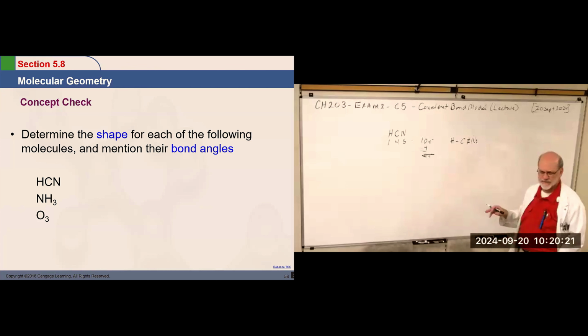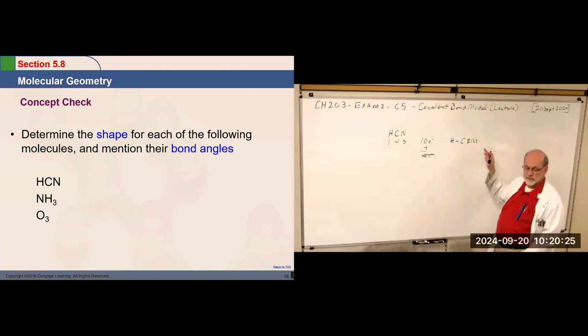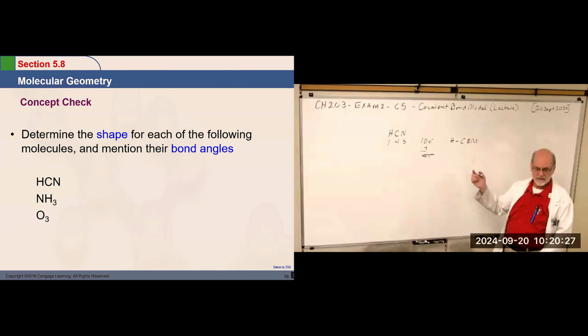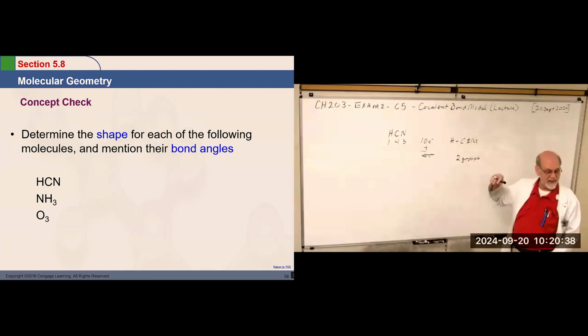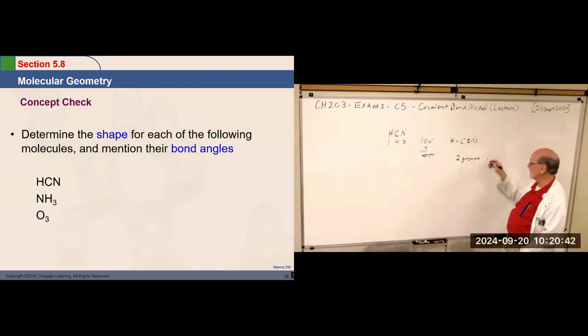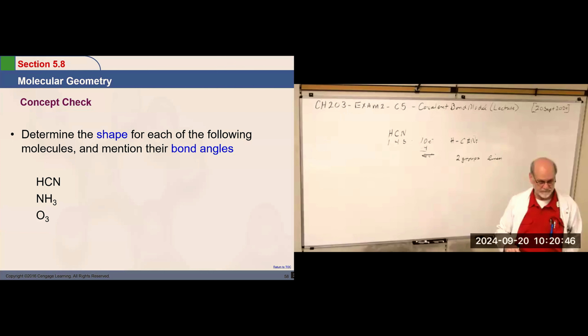All right, what does that say about the geometry of this molecule? Well, this one, when you've only got 3 atoms, there's just one center. There's your center right there. So how many groups around that center? You have 2 groups. Both of them are occupied by atoms. They're bonding. So two groups means linear. That molecule is linear.